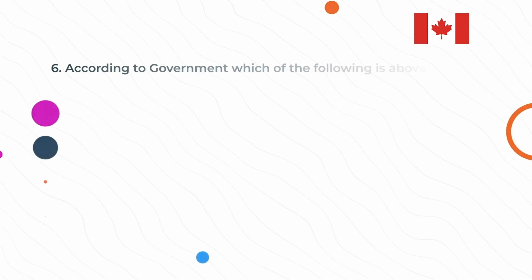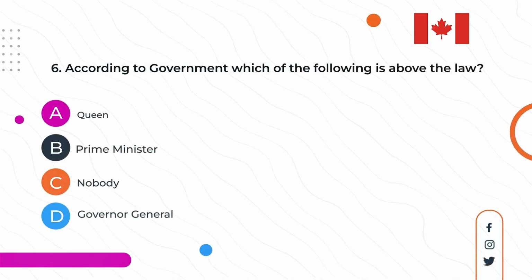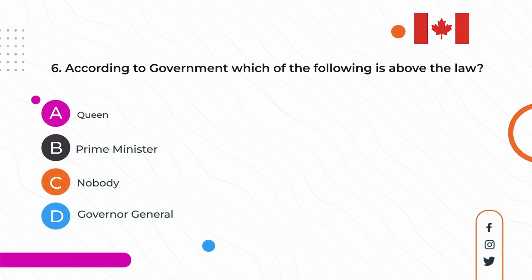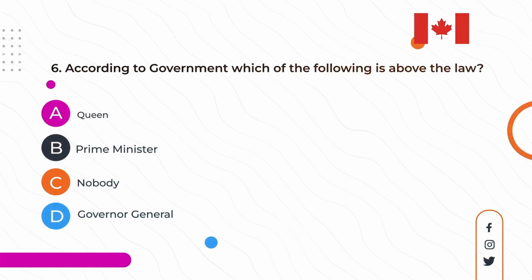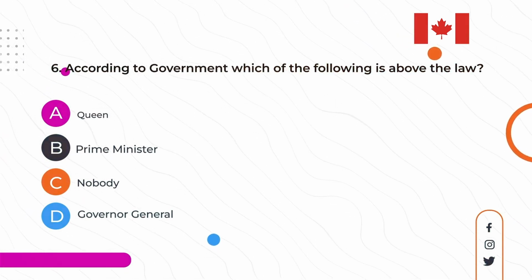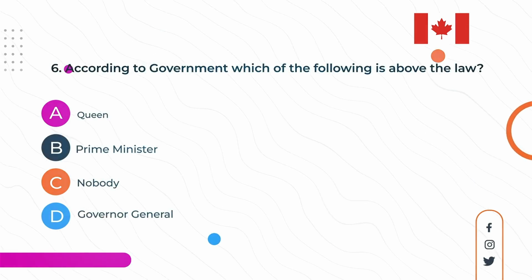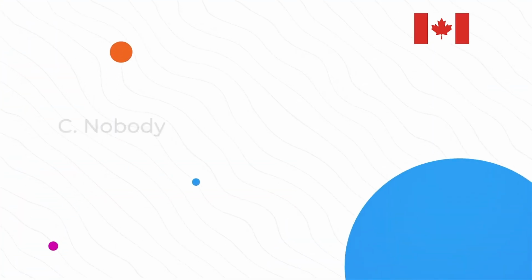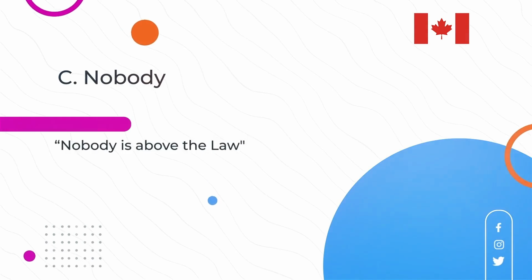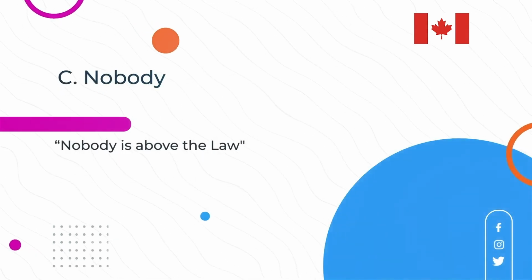Number 6. According to the government, which of the following is above the law? A. Queen. B. Prime Minister. C. Nobody. D. Governor General. Answer: C. Nobody. Nobody is above the law.